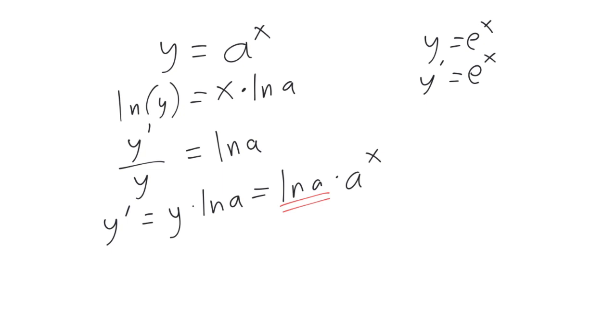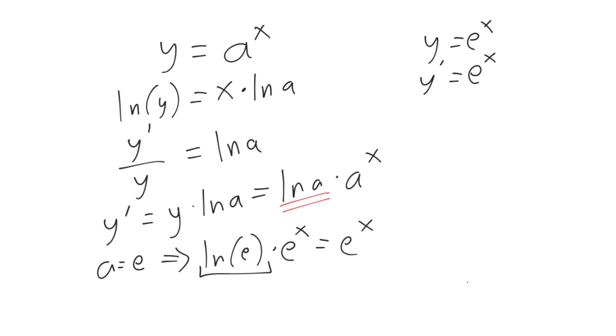Does this still work? Well, if a is equal to e, then that would mean we would have the natural log of e times e to the x. What is the natural log of e? It's 1. So this would just be e to the x. So it seems to work. And let me go ahead and box this answer, because it's one that a lot of people don't know right off.